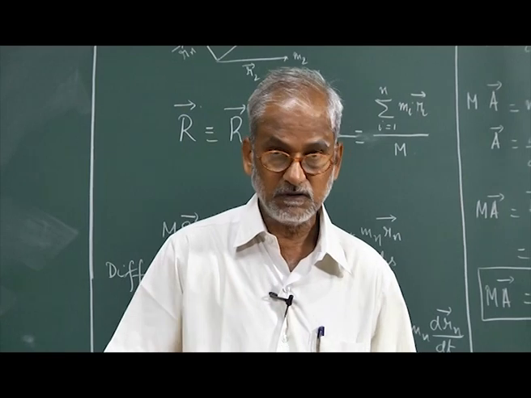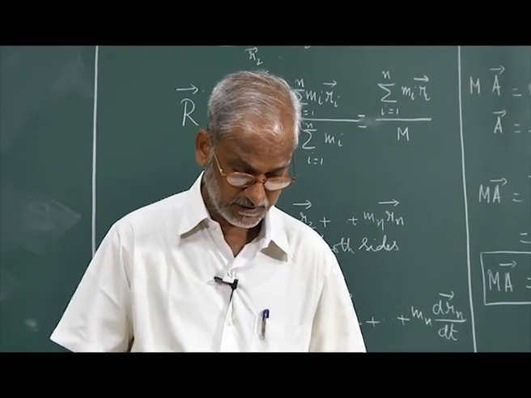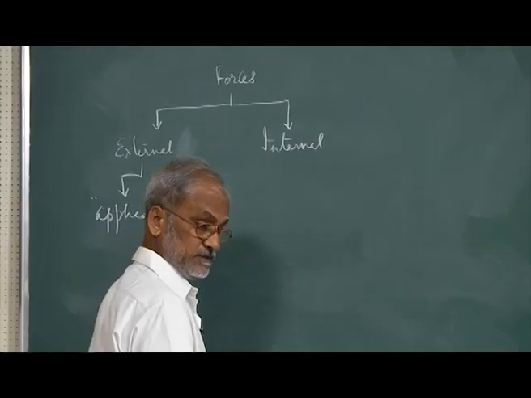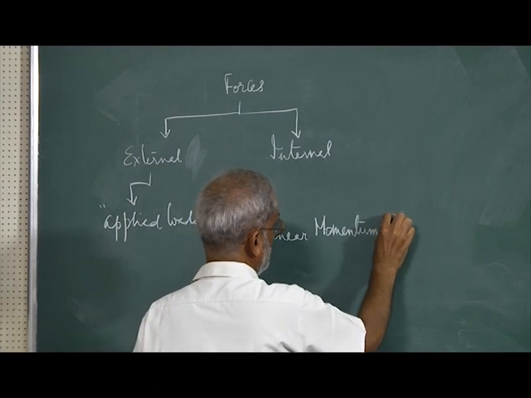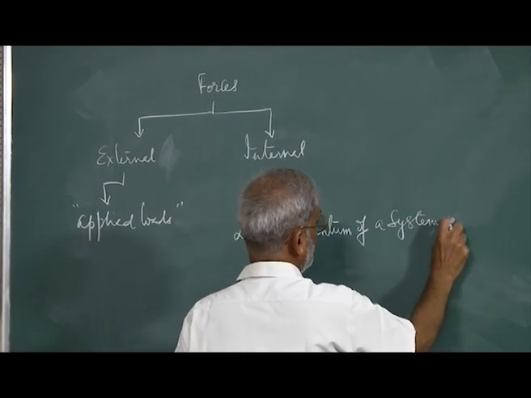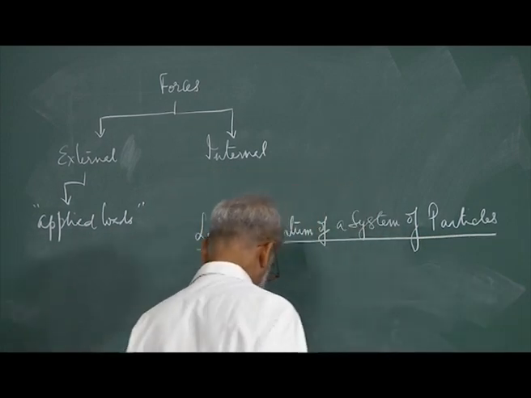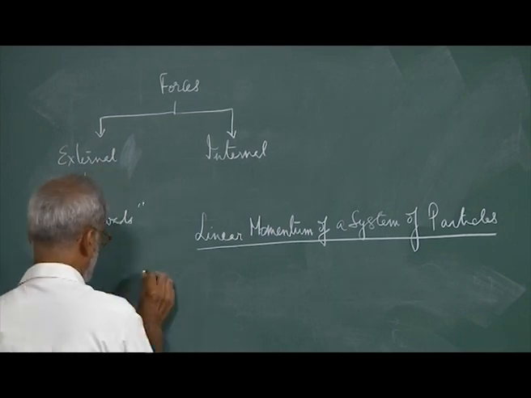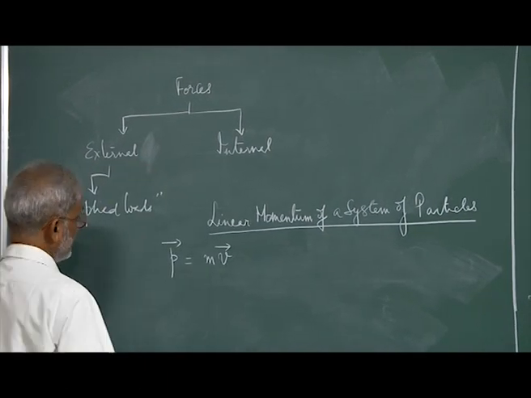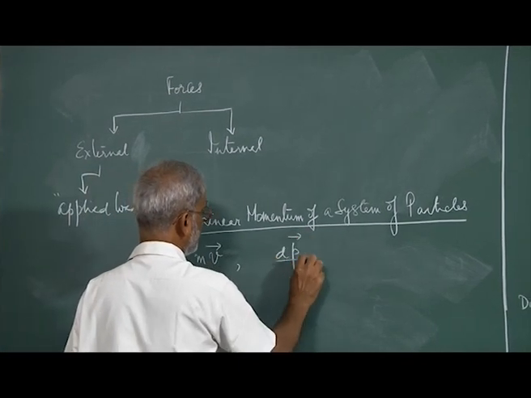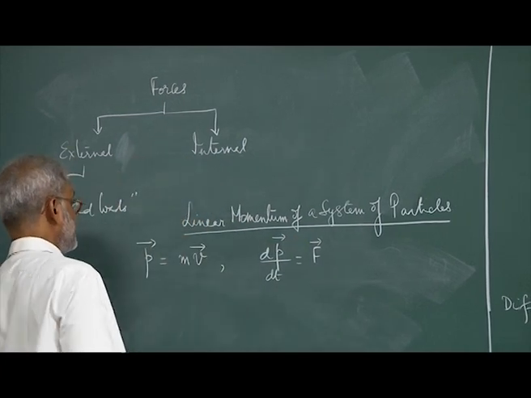Now we will move on to the next concept, the linear momentum of a system of particles. So we know the basic definition of momentum. If a particle is moving with a velocity v, then its momentum is given by m times v, and Newton's second law is stated in this very familiar form. The rate of change of momentum is what we call force; or the other way you want to write it, force is defined as the rate of change of momentum.